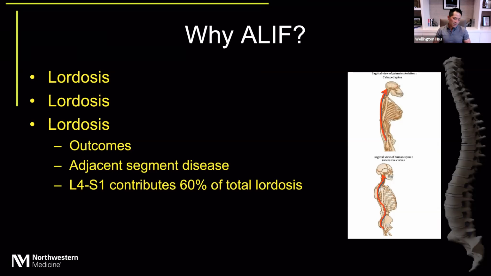And we talked about this before that L4-S1 contributes about 60% of your total lordosis. So if you want to recreate lordosis for a patient, you don't want to fuse them in a flat level. Your ALIF is your best bet in terms of recreating the lordosis that the patient was born with, instead of that being lost over time.